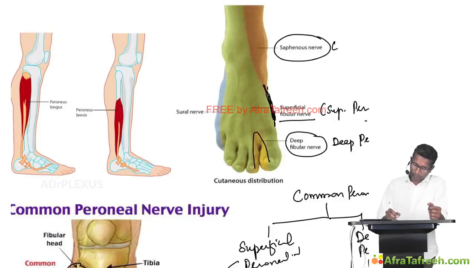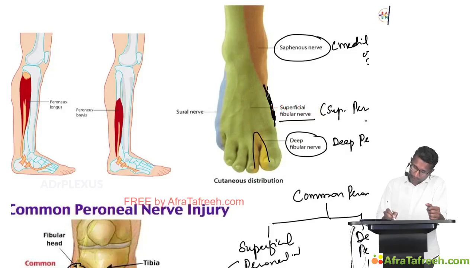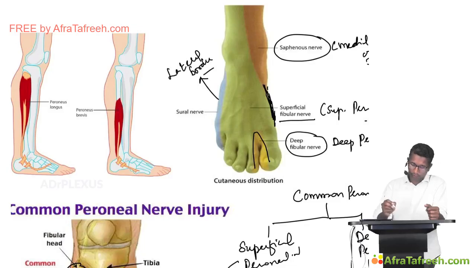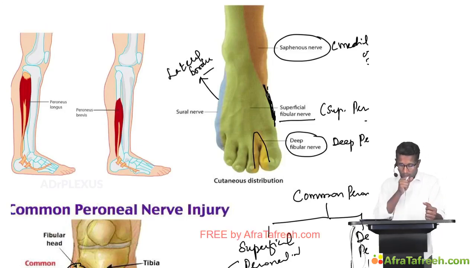So the saphenous nerve supplies the medial border of the foot. And the lateral border of the foot is supplied by the sural nerve. Okay, fine. Sometimes in the exams they ask about dermatomal patterns.